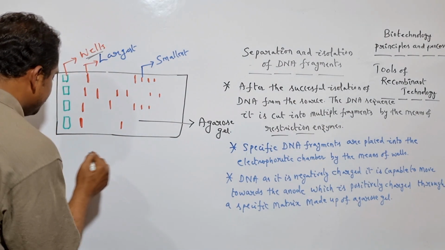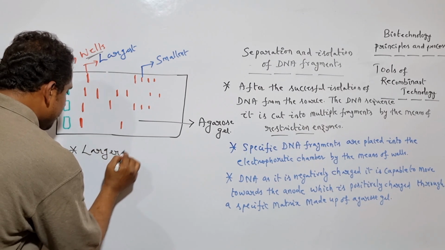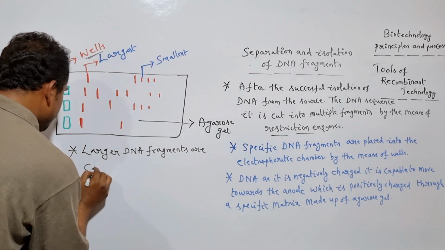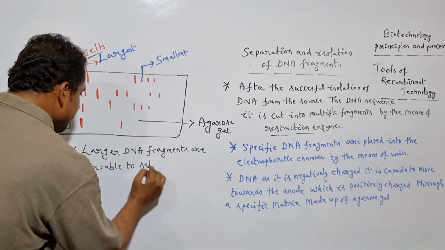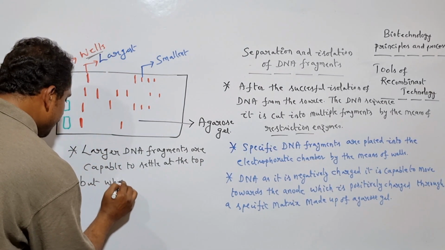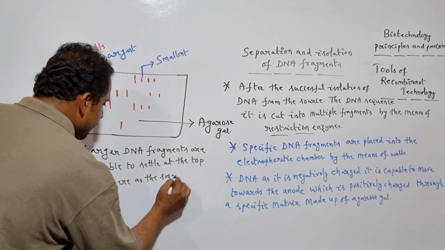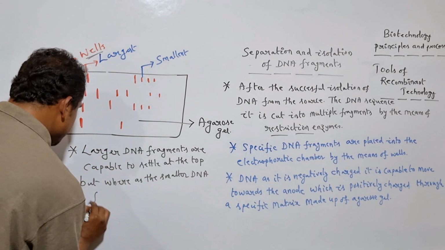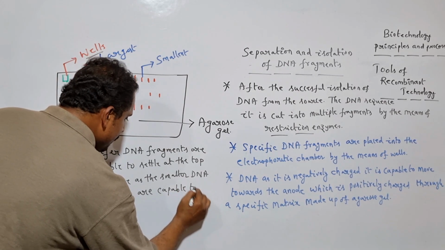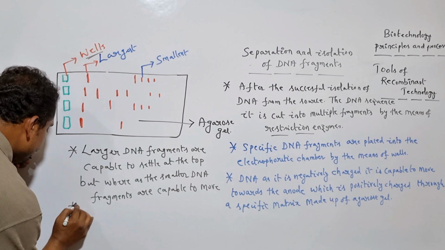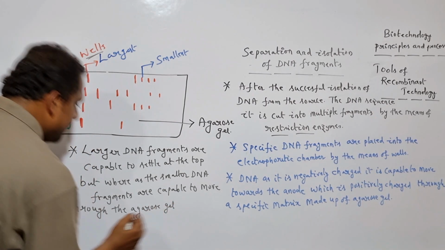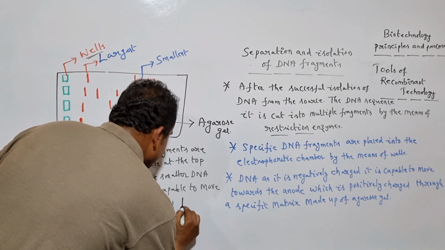So let me write it here. Larger DNA fragments are capable of settling at the top, but the smaller DNA fragments are capable of moving through the agarose gel by means of sieving effect.